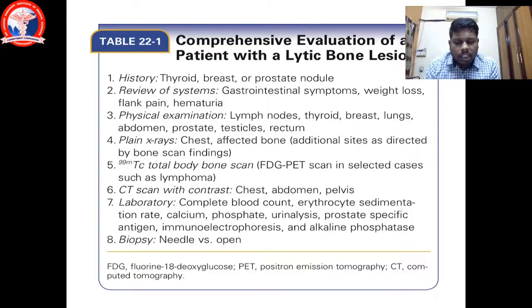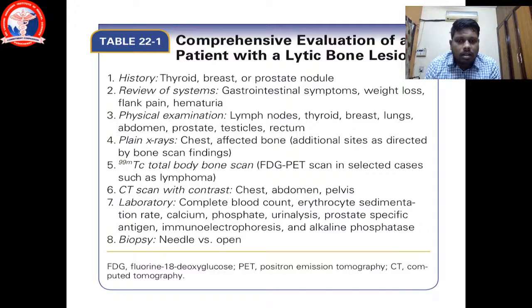Technetium-99 bone scan can be used in selected cases such as lymphoma, where there is uptake of radioactive material by actively proliferating cancerous tissue. So it is able to differentiate between infection or the acute stage itself. The technetium scan is useful to detect infection or any kind of lytic lesion like cancerous tissue. The other one is CT scan with contrast. It's taken for chest, abdomen, and pelvis.